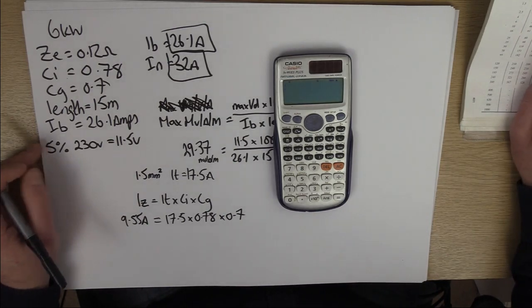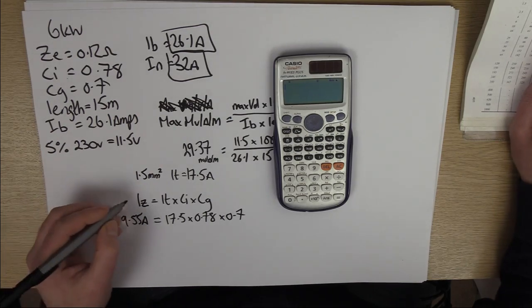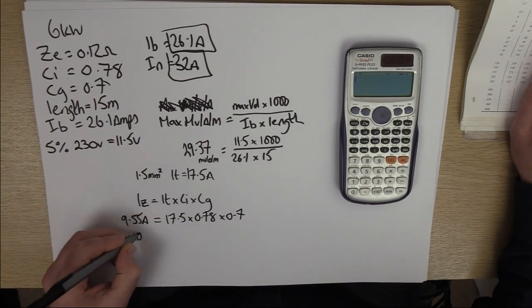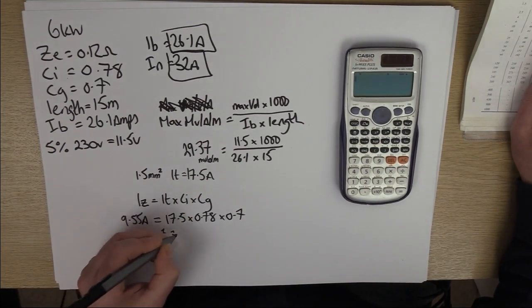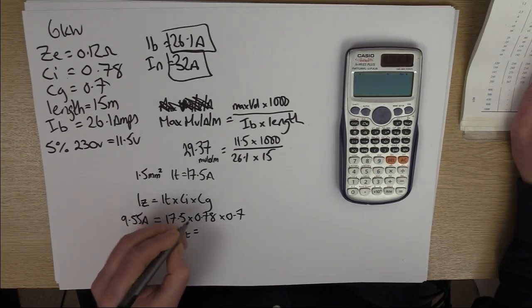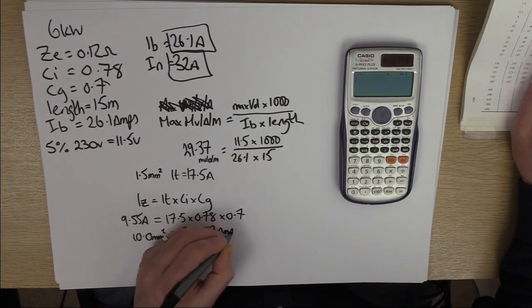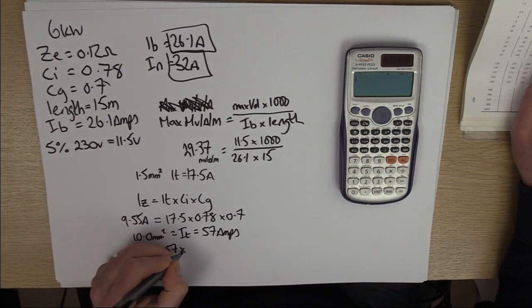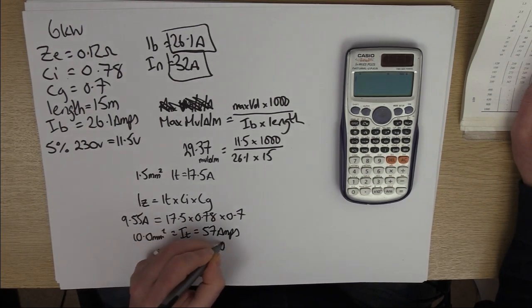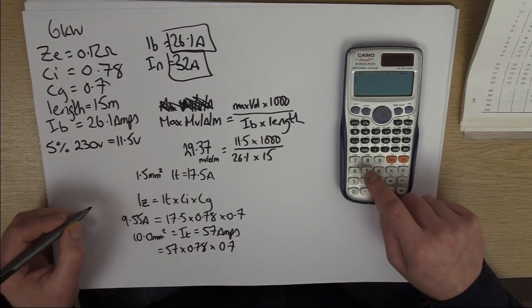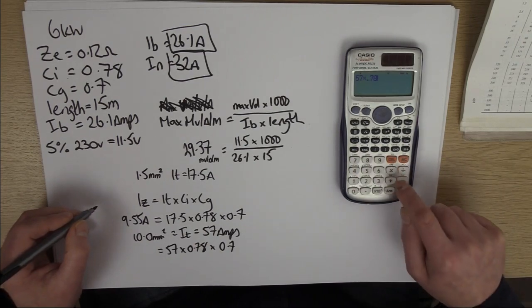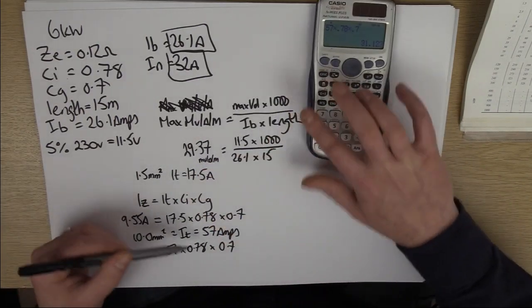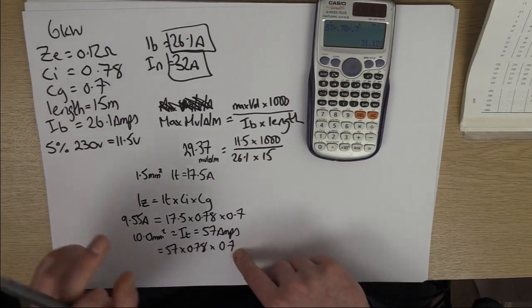So we'd go up to a sensible size. Well, let's go up to 10 mil, because we know that was fairly close. Let's just see how close it would be. So the IT of 10 mil then, 57. So let's start again. 57 times 0.78 times 0.7. What do we get? 31.12.